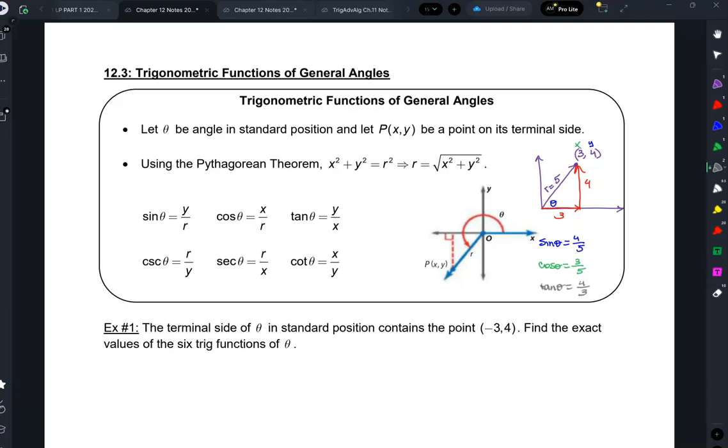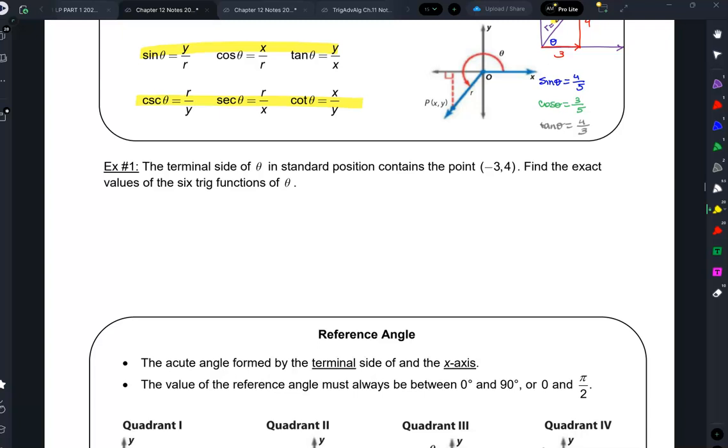So notice, I don't even need a triangle. All I need is x, y, and this r that I can find. And I can find the trig functions using these formulas and their reciprocals. Okay? So why don't we go ahead and do that here? The terminal side of theta in standard position contains the point -3, 4. I label this x and y. To find r, right, it's going to be the Pythagorean theorem. So it's basically going to be the square root of -3 squared plus 4 squared. So r is 5. Okay.